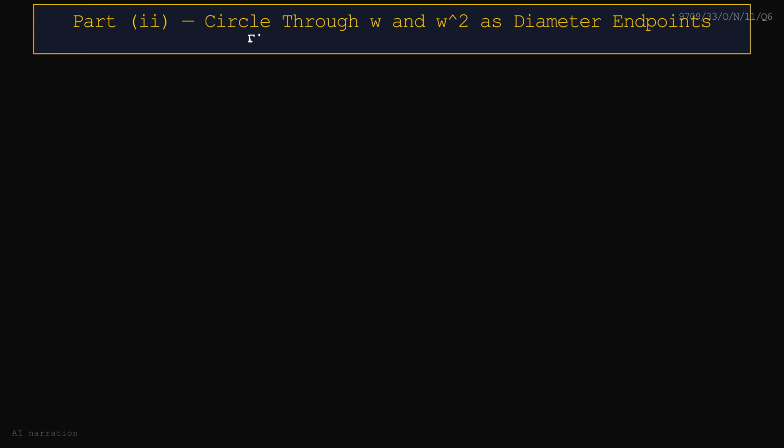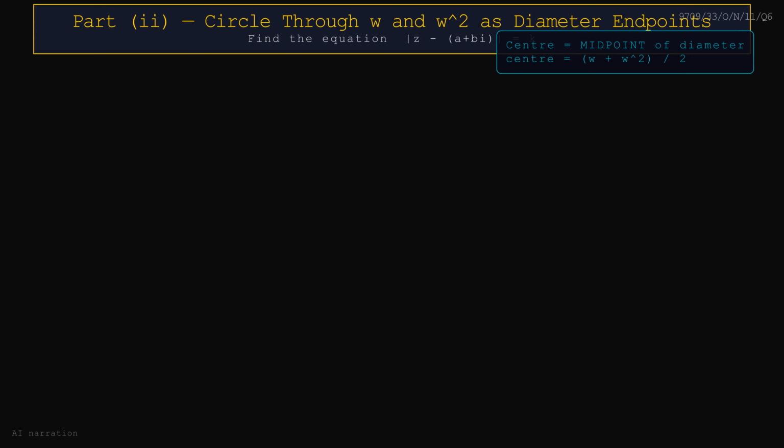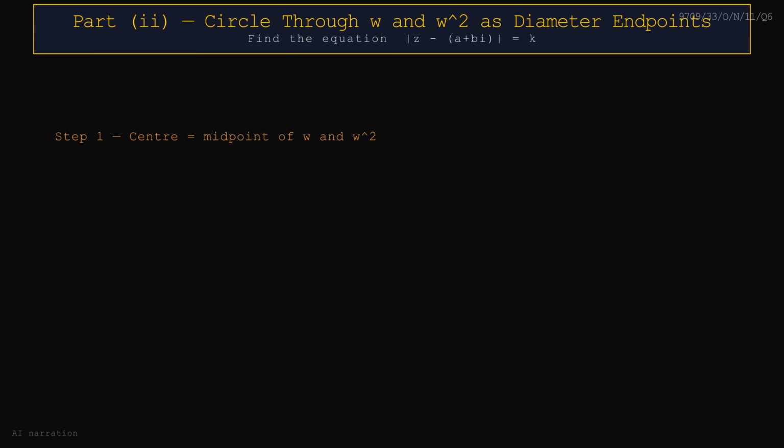Part 2. W and W squared are diameter endpoints of a circle. Find the equation modulus z minus (a plus bi) equals k. The center is the midpoint of the diameter, (W plus W squared) over 2. Step 1. Find the center. Substitute W and W squared. The center is -1/2. Box the center.